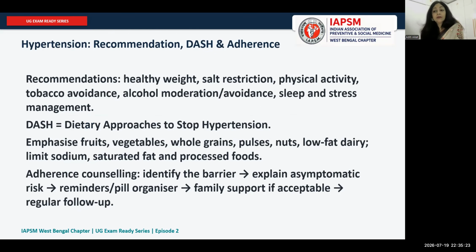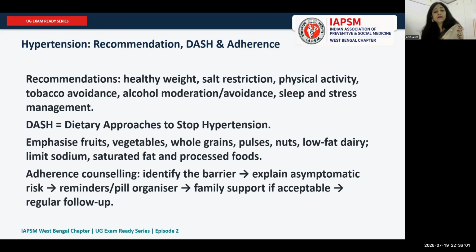So in this case, the recommendation will be about maintaining a healthy body weight and BMI, salt restriction to less than 5 grams per day, physical activity increasing, avoidance of tobacco in all forms, both smoking and non-smoking variants, alcohol moderation or avoidance, sleep and stress management. Now, these are, again, as I'm telling you, the basic tenets that you need to focus on.